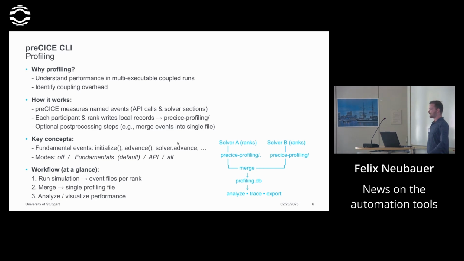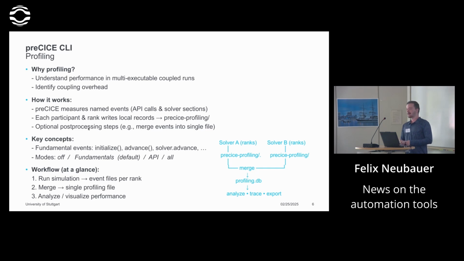Okay, then we also have profiling, which Frederick has mentioned yesterday. Probably most of you already know about it. Why would you use profiling? Mainly to identify coupling overhead. And how does it work in preCICE? preCICE automatically, for every participant and rank, creates a profiling file, depending on the current profiling mode, which is either off, so no profiling. By default, all the fundamentals are profiled. And there are also settings for all or API. Of course, if you profile everything, your files might become very large.